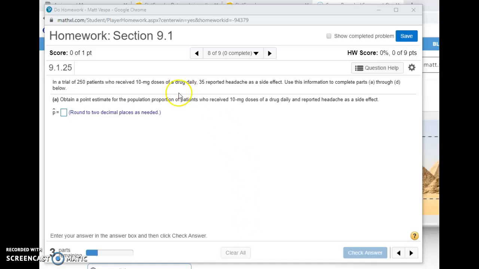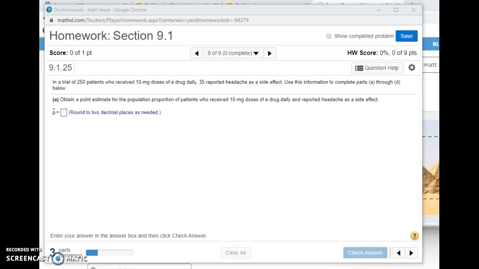And so we understand here as we read this problem: in a trial of 250 patients who received a 10 milligram dose of a drug daily, 35 reported headache as a side effect. What they've done is they've told me a sample size and then referenced some portion of that sample that possessed a given characteristic. And understand that that's referencing a proportion, right? So we're going to estimate P, or the population proportion. And then that's, of course, reinforced by them referencing P hat down here, which is the sample proportion. But it's important we read this and be able to pick out, oh, we're talking about a proportion.